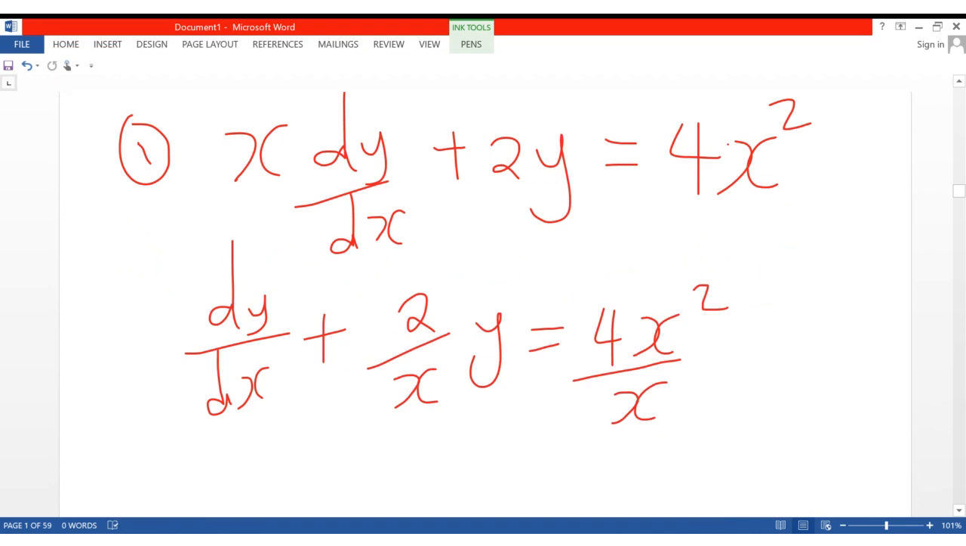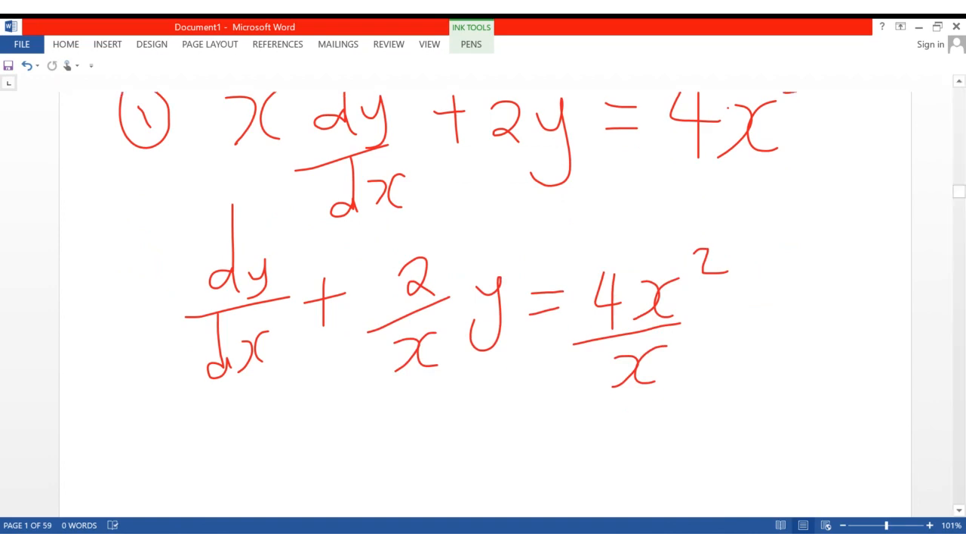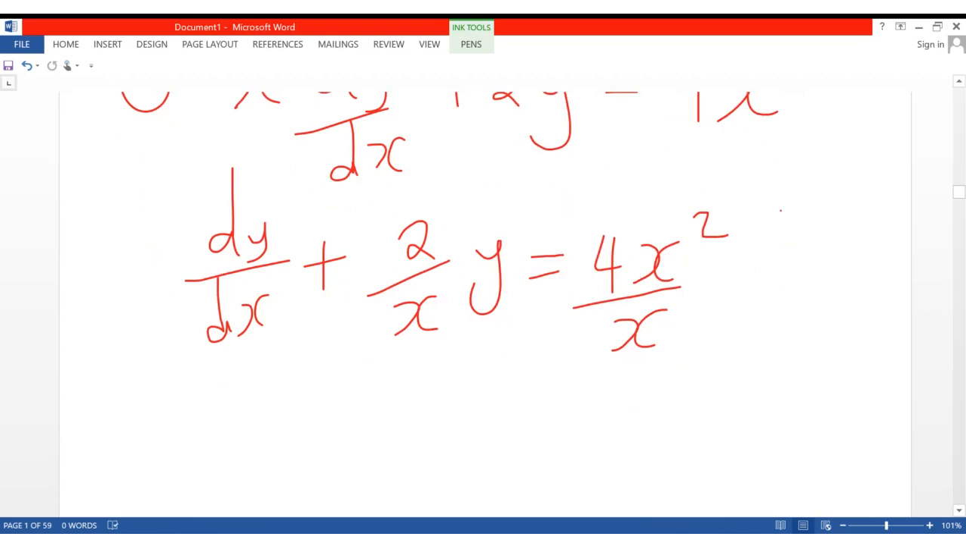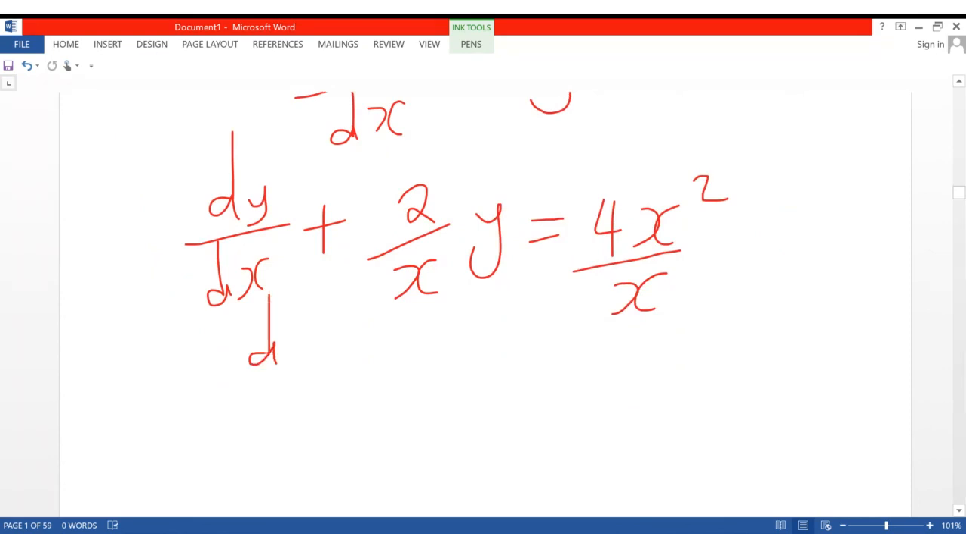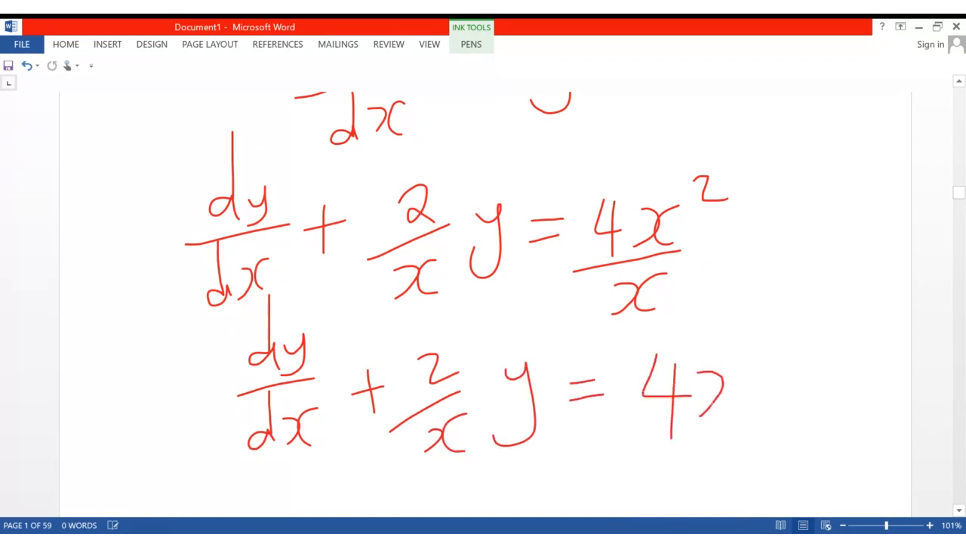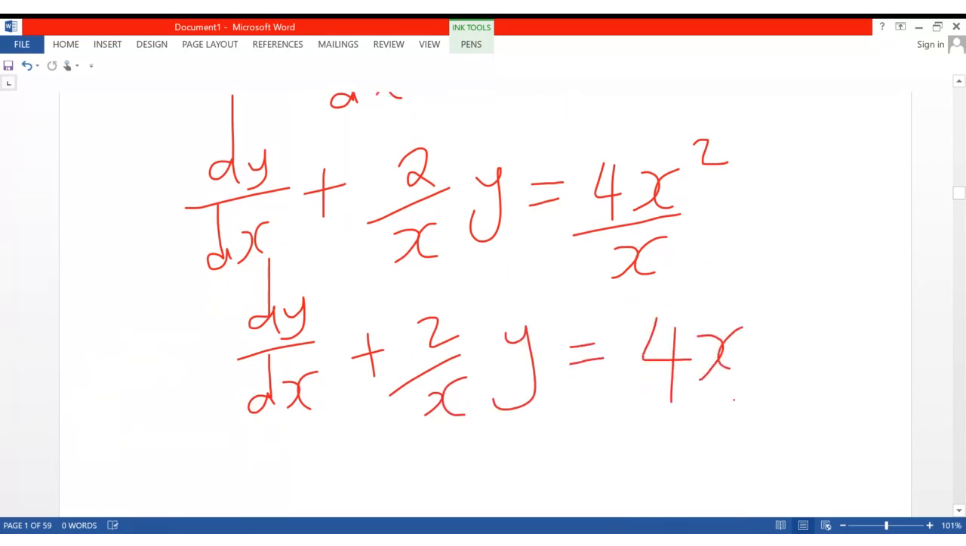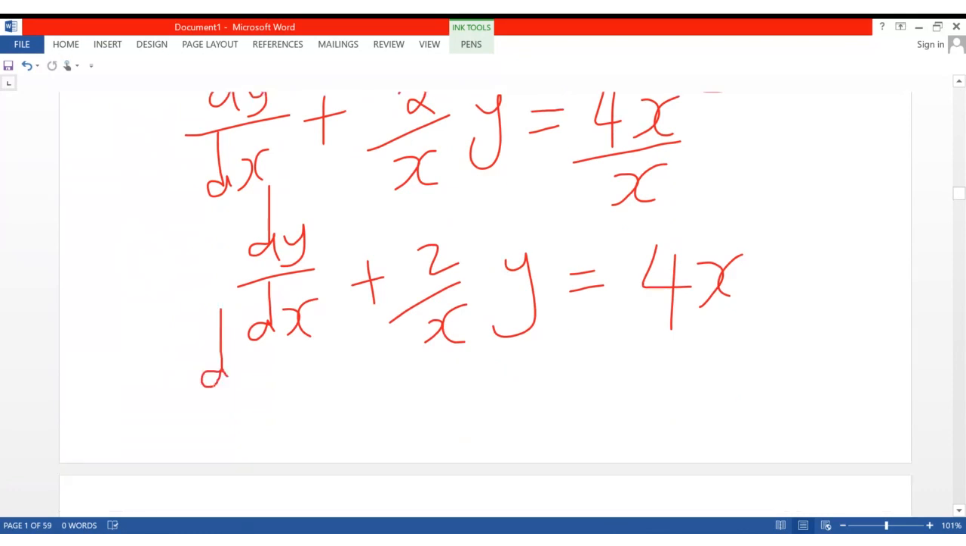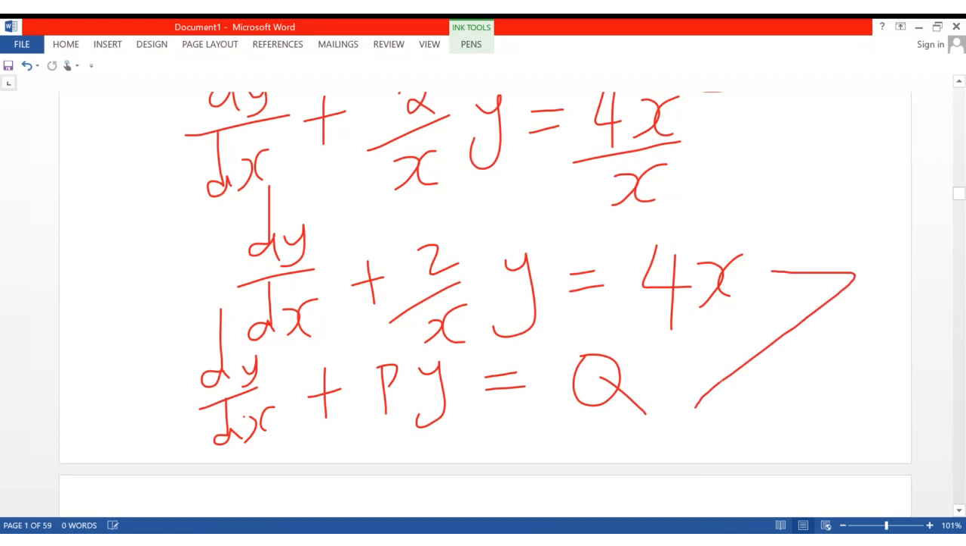Then I simplify this one. I have dy/dx plus 2/x y is equal to 4x. And you can see this equation is of the form that I had given. Remember the equation that I had given? dy/dx plus py is equal to q. So that is basically what I wanted: the coefficient of dy/dx to be 1. That's why I've divided throughout by x. So you divide first of all by x throughout, and you'll be able to have that.